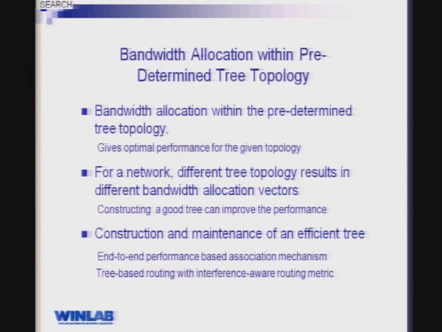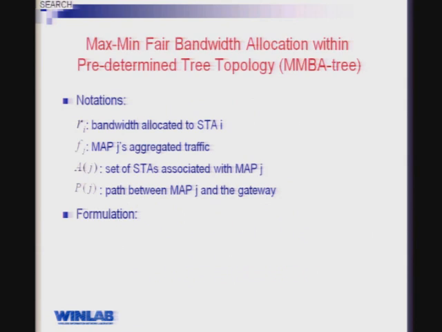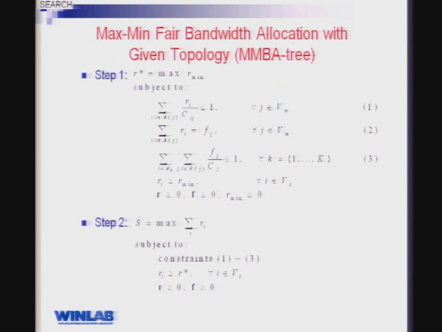And then we observe that for a network, different tree topologies result in different bandwidth allocation vectors. So constructing a good tree can improve the performance. And lastly, we propose an algorithm for construction and maintenance of an efficient tree. The problem formulation is just as before, in two steps. First, we maximize the minimum bandwidth allocated, and then we maximize the throughput while satisfying the minimum bandwidth requirement.